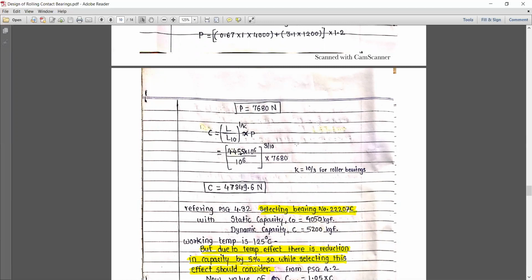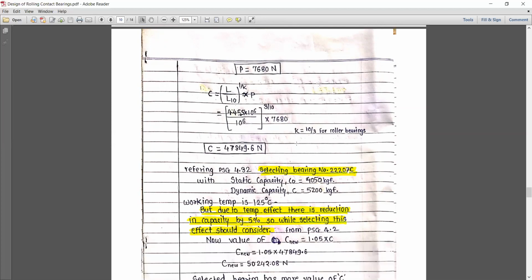Okay, now we need to calculate the value of C, that is the dynamic capacity. So the equation for dynamic capacity is C equal to (L by L10) raised to 1 upon K into P. Now we have already got the values related to million revolutions. Here L is the required life and L10 is 10 raised to 6, referring to the PSG page number 4.2. As the bearing is a roller type, the value of K is 10 by 3, and P is equal to 7680.